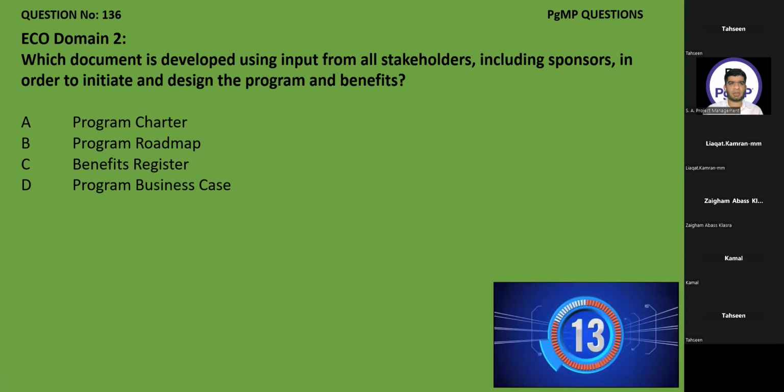The question is, which document is developed using input from all stakeholders, including sponsors, in order to initiate and design the program and benefits? Kamran sir, what is the keyword here? Input from stakeholders and initiate, design program benefits. So you have selected A. Why not D?